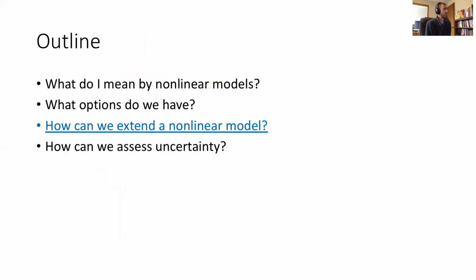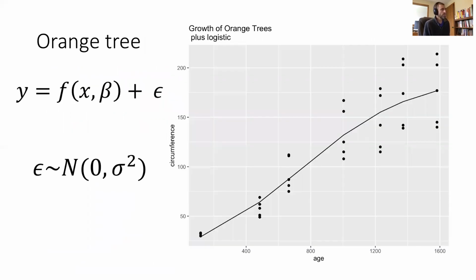So I gave you some partial answers to what do I mean by a nonlinear model, and what options do we have for fitting these nonlinear models. The next one is how can we extend in part these nonlinear models. So when I showed you this relationship between circumference and age for these orange trees, you might have noticed that, as with the linear model, we assume constant variance. And that is actually not a plausible assumption in this case. The variance in the type of relationships that you fit when you're looking at growth is usually smaller at lower values, and the variance increases as the x value increases or the circumference increases. So we would need a model that accounts for that.